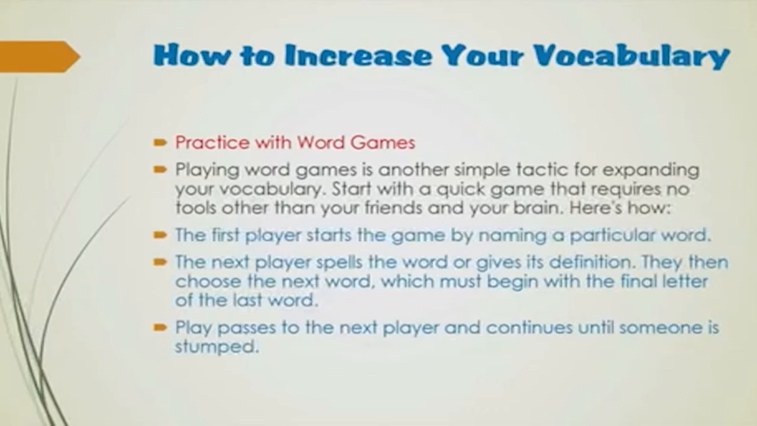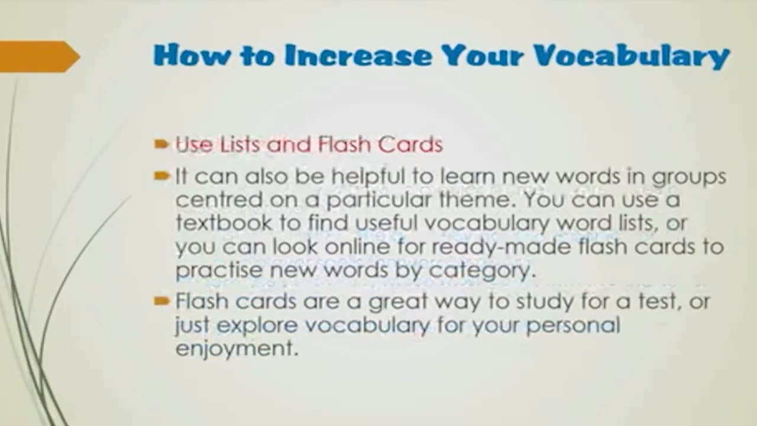So here's how. The first player starts the game by naming a particular word. A real word, not a nonsense word, right? Then the next player spells the word or gives its definition. They then choose the next word, which must begin with the final letter of the last word. So you have to pay attention. And the play passes to the next player and continues until someone is stumped, all right? And you go right along. And then you can, of course, score yourself.